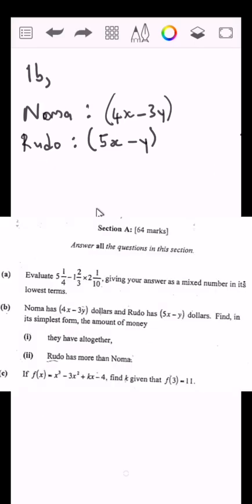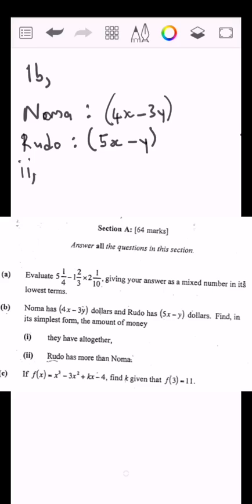We have answered 1b part 1, so let us take 1b part 2. Part 2 says: find in its simplest form the amount of money Rudo has more than Noma.